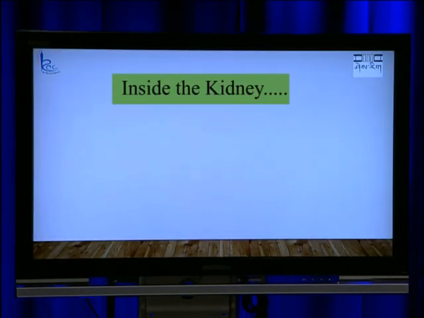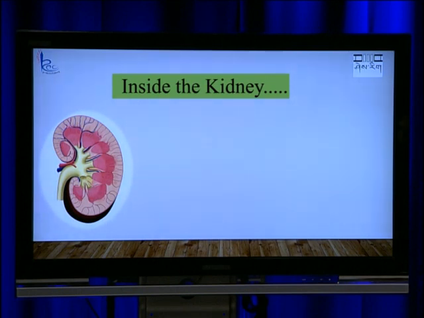Now let's go a little beyond the system. In order to understand the process of urine formation, we have to know the internal parts or the structures of the kidney. So this is a diagram which shows the longitudinal section of the kidney. Now, if you look inside, let's say you have taken a kidney and then you have cut it longitudinally. So this is what it looks like.